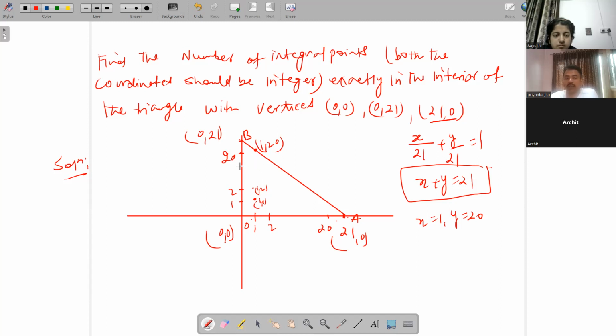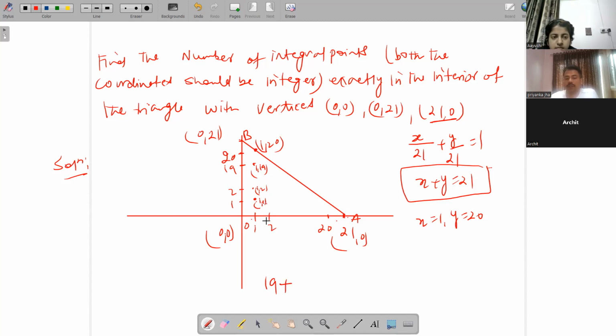So we can consider till 19 here, 1 comma 19. So from 1 comma 1 to 1 comma 19, there will be 19 points that will exactly lie inside the triangle and having both the coordinates as integer, right?